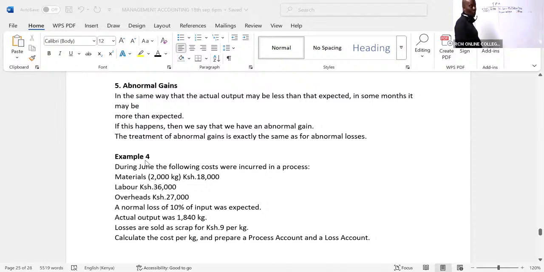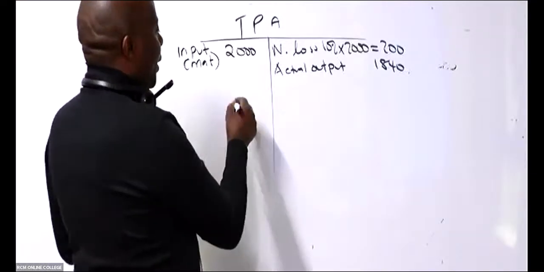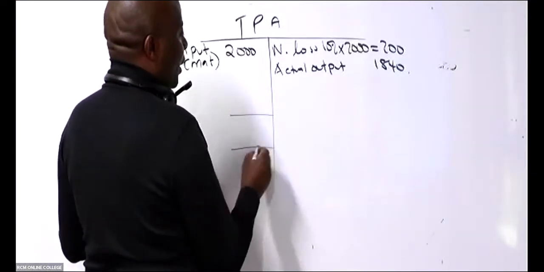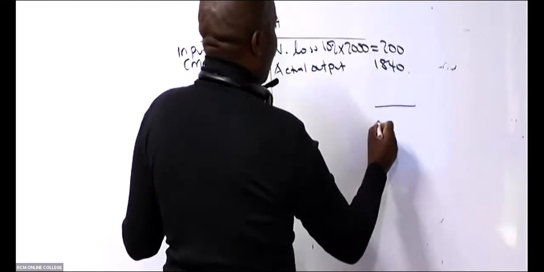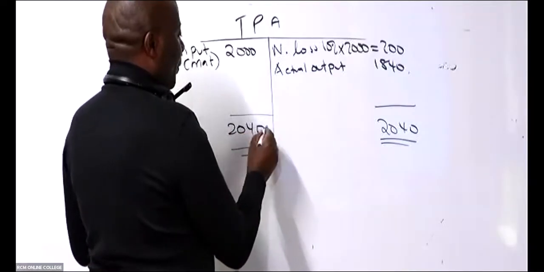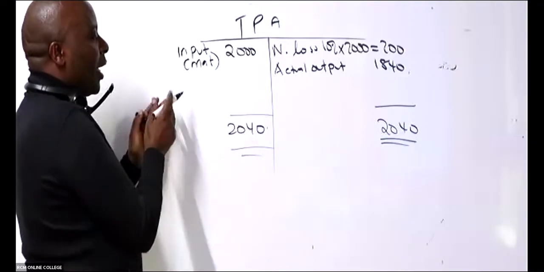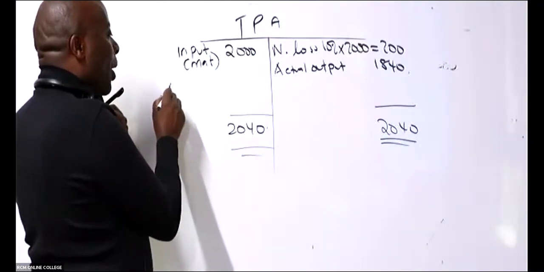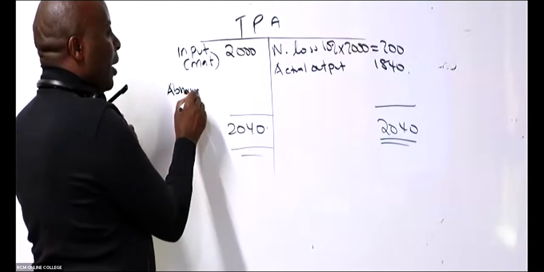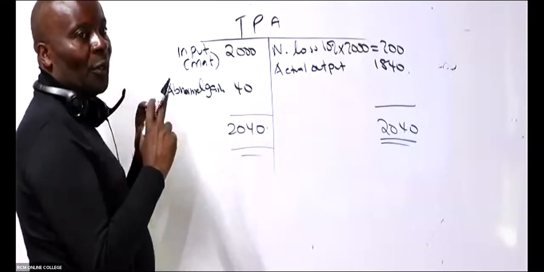And that is it. So go ahead and do your balancing figure. In this case, if you're keen enough, you must have realized that this side is heavier. This side is 2040. So meaning that the balancing figure is coming here. If the balancing figure is coming here, then I will have what we call an abnormal gain. That's why we are debiting this side, and then we shall be able to credit.